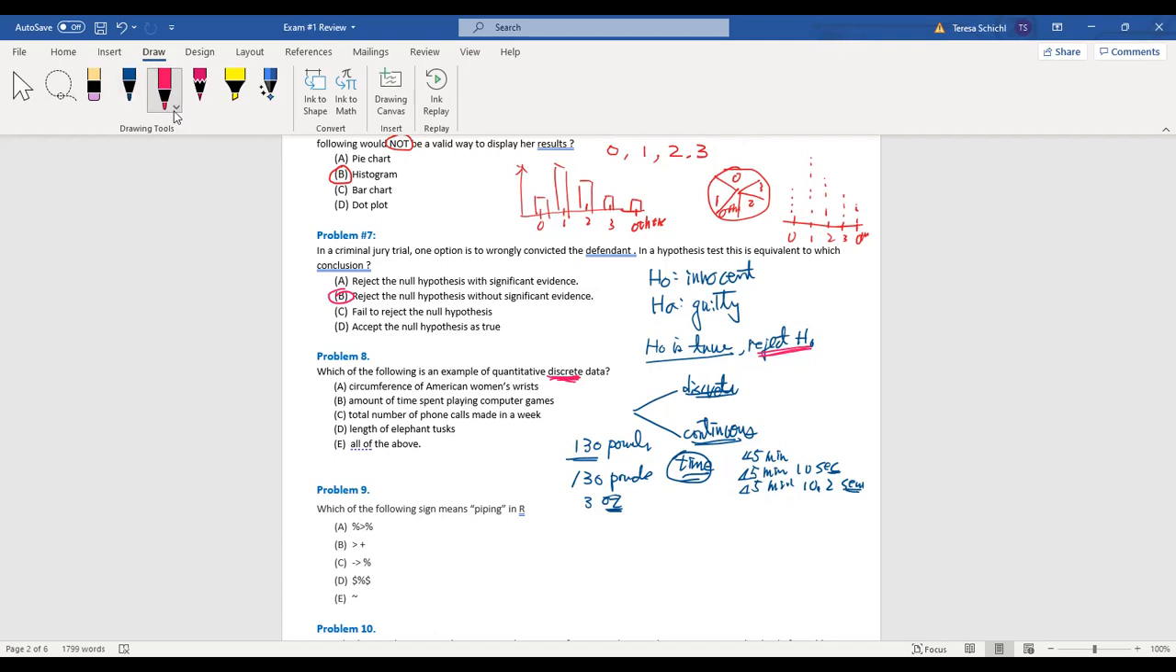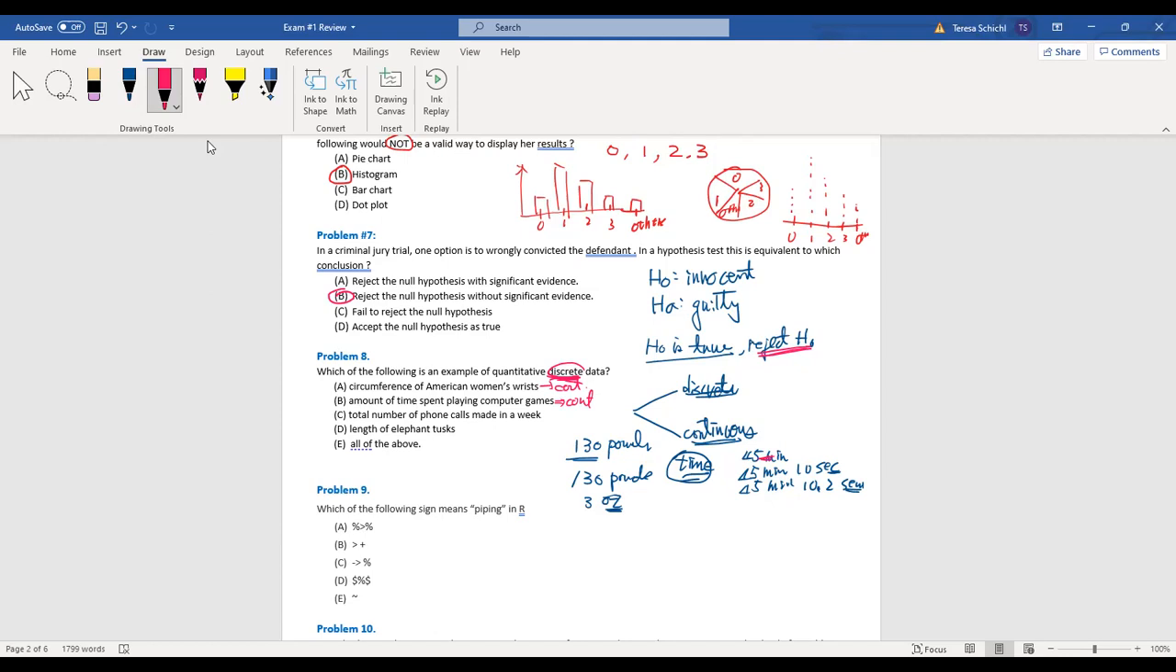So now for these ones here, they ask us for the discrete data. Number one here, the circumference of American women's wrists. Depending on what type of measurement you use, if you use the centimeter, you can continue to divide the centimeter into millimeters or even smaller units, right? So this is continuous. The second one, the amount of time spent playing computer games, this is continuous. We just talk about time here, right? You can continue to divide into smaller units.